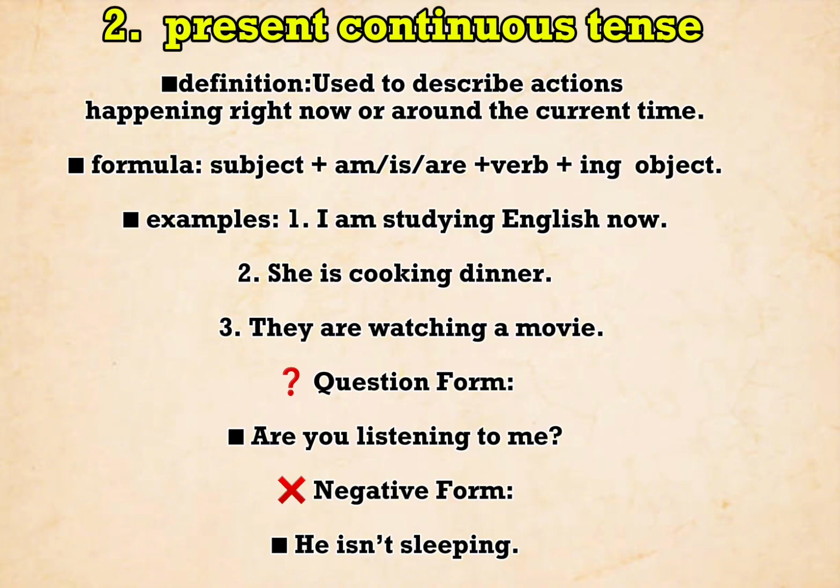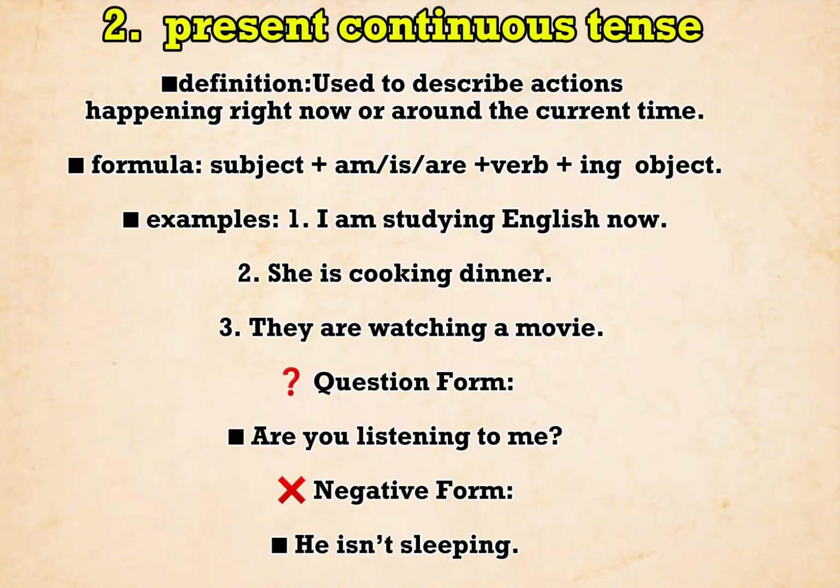Used to describe actions happening right now or around the current time. Formula: subject + am/is/are + verb-ing + object. Examples: 1. I am studying English now. 2. She is cooking dinner. 3. They are watching a movie.